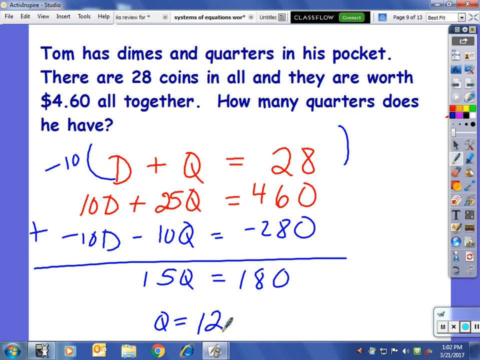Now, there were 28 coins. We just figured out 12 of them were quarters, so how many of them would have to be dimes if there's 28 coins? 16. Because 28 minus 12 is 16. Let's make sure it works.